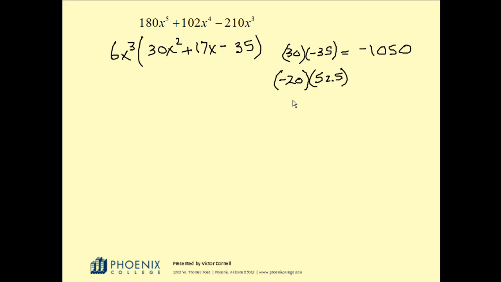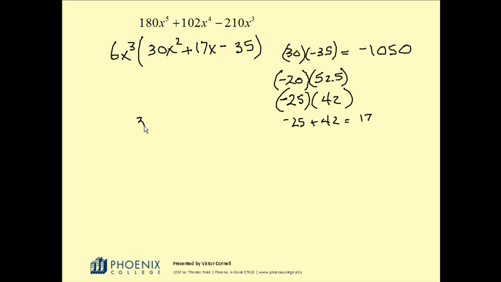So let's try negative 25. How many times does 25 go into 1050? 25 goes into 1050 42 times. Hey, that's looking good. Again, since this is positive, you want the bigger number positive, so I'm going to make this negative. So negative 25 times 42 equals negative 1050, and negative 25 plus 42 equals 17. There we go. So these are the two numbers I want to use, negative 25 and 42.